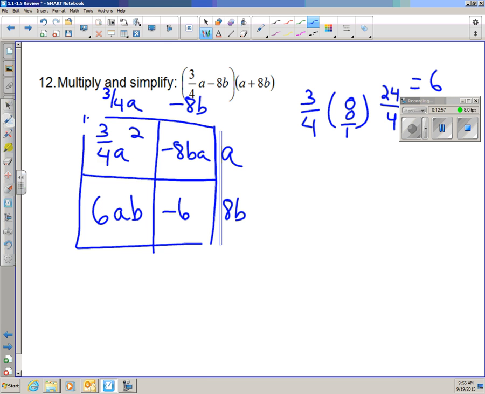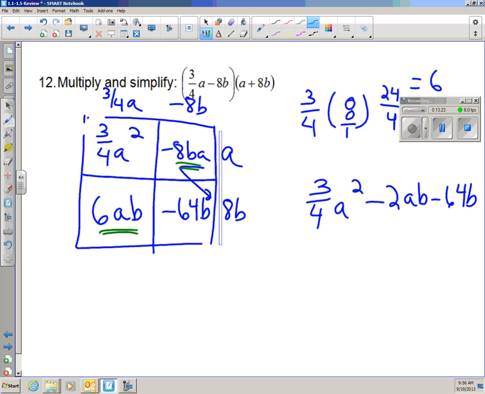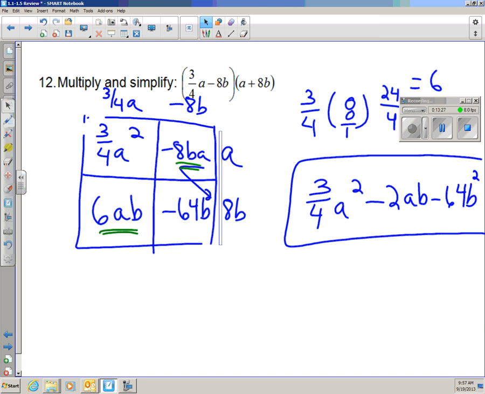Negative 8B times positive 8B, negative 64B squared. Understand that BA and AB are just the commutative property. You can actually combine them. They're like terms. Your final answer becomes 3/4 A squared minus 2AB (negative 8, positive 6), minus 64B squared. There's your final answer.